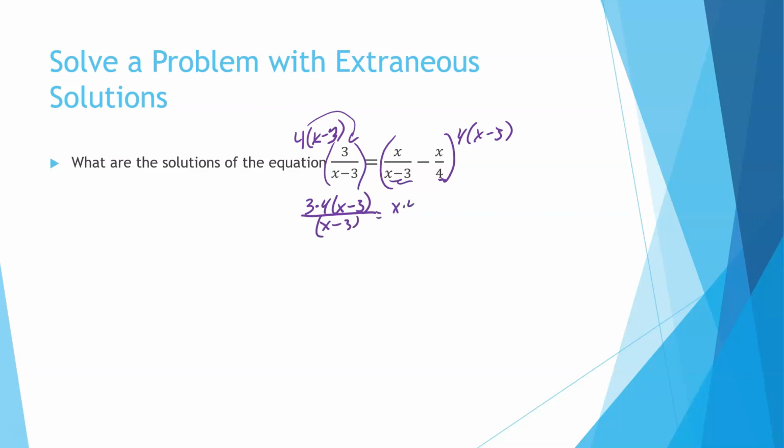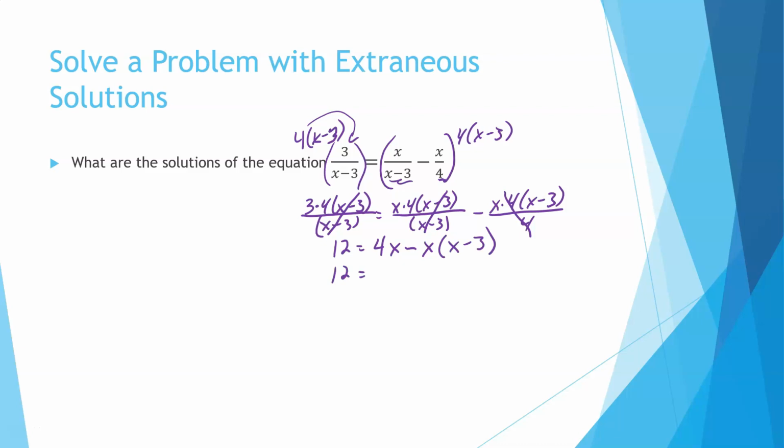Equals x times 4 times x minus 3, minus x times 4 times x minus 3, all over 4. Okay, so I like to write it out like that. It just gives me a visual. Again, as you keep progressing, you'll write less and less. So this cancels. I get 12. These cancel. I'm left with the x times 4, which is 4x. And the 4's cancel, so I'm left with minus x times x minus 3.